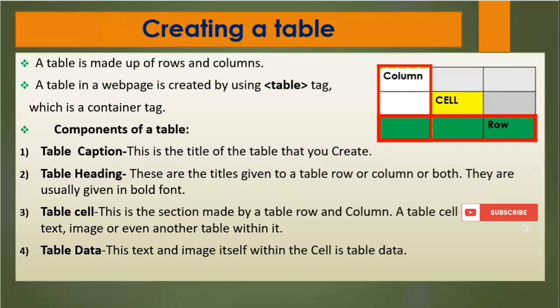The third component is the table cell. This is the section made by the table row and column. A table cell can contain text or image or even another table within it. Fourth component is table data. The table data can consist of text and image within the cell.